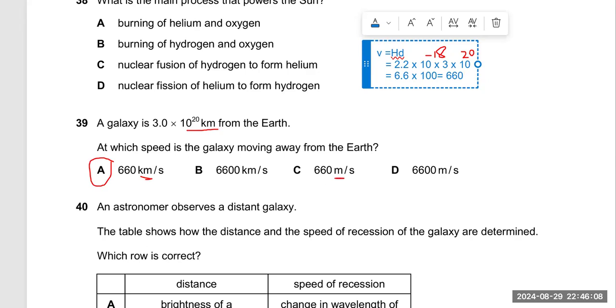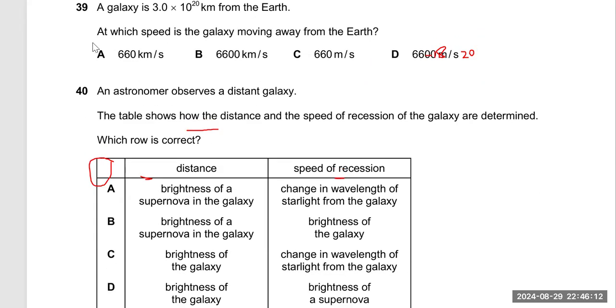Is it clear? Okay, the last MCQ is a very deep MCQ of paper 21 of 2024. An astronomer observed a distant galaxy. The table shows how the distance and the speed of recession of the galaxy are determined. Which row is correct? So you need a little bit of an idea how we can find the distance of the galaxy and speed of recession. Speed of recession means the speed by which the galaxy is moving away from us.